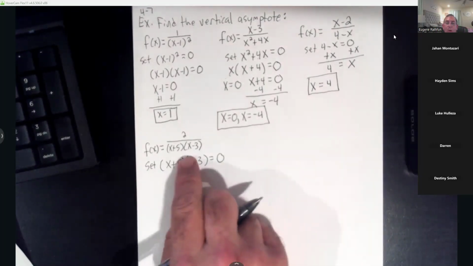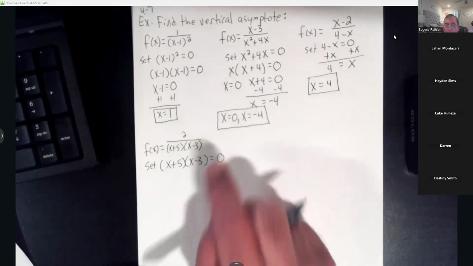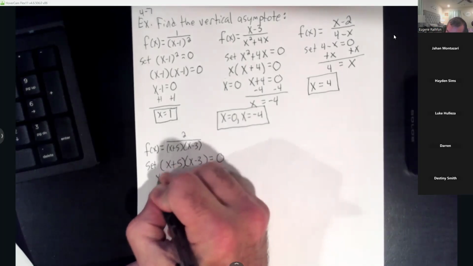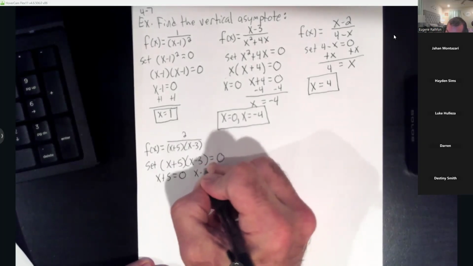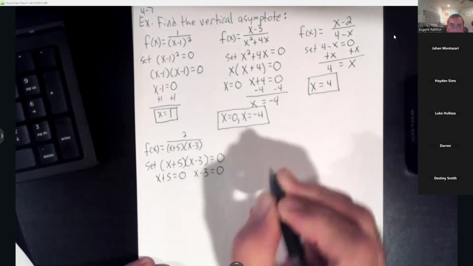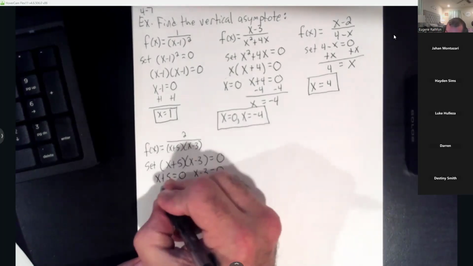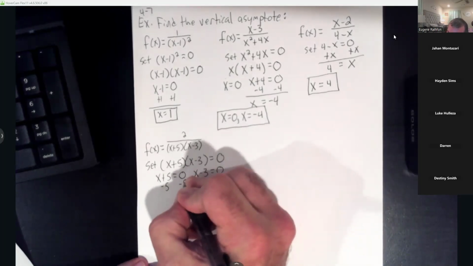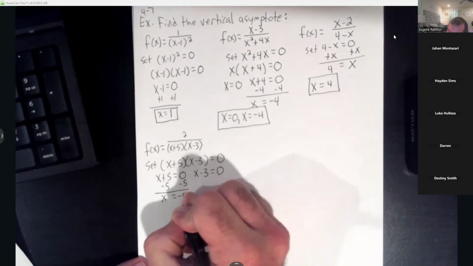So we're happy this one's already factored. So I'm going to set each of these factors equal to 0 and solve. Hey, you also solve these. I'll subtract 5 on the first one. I get x equals -5.